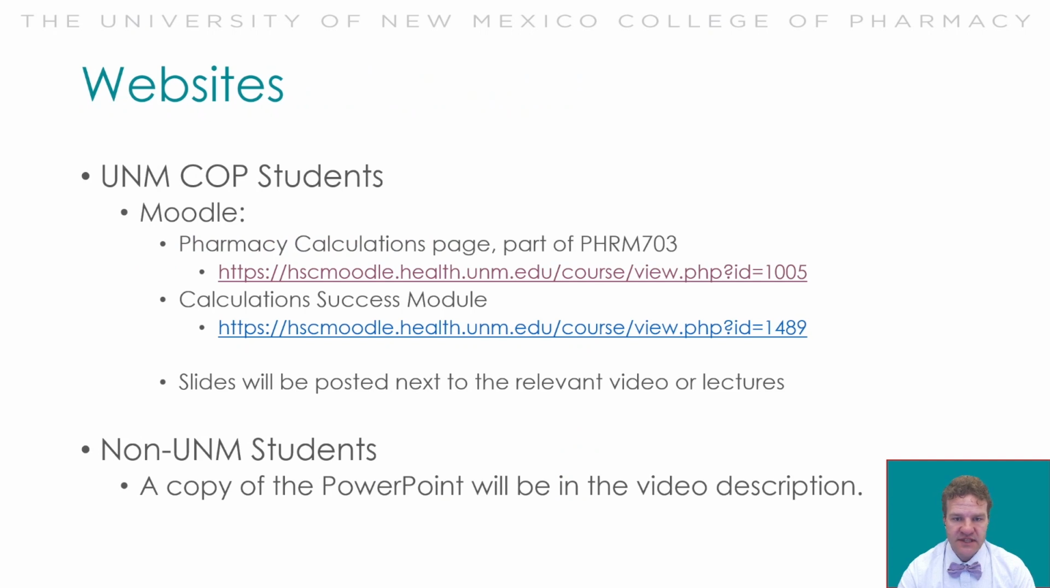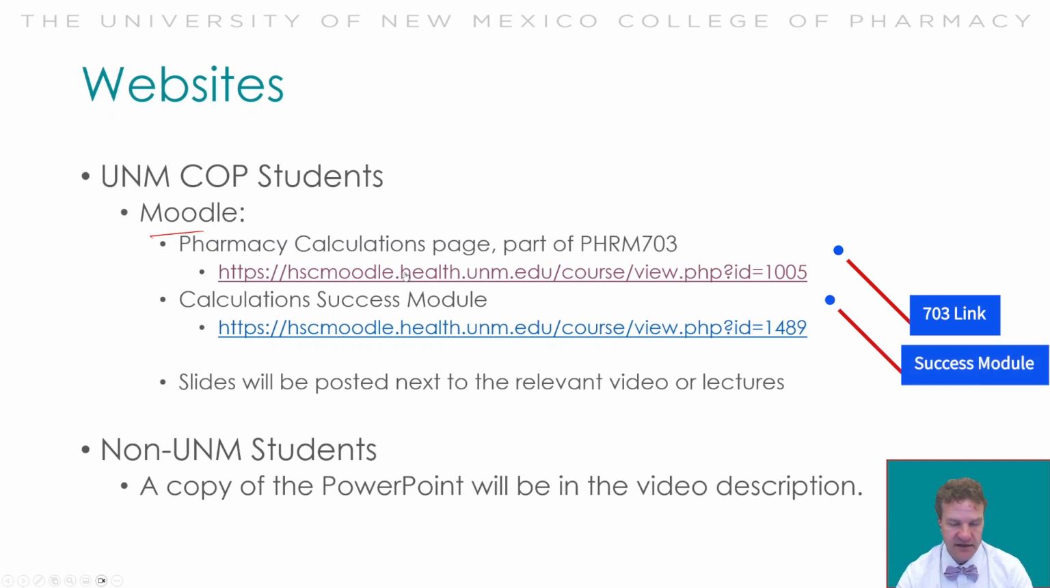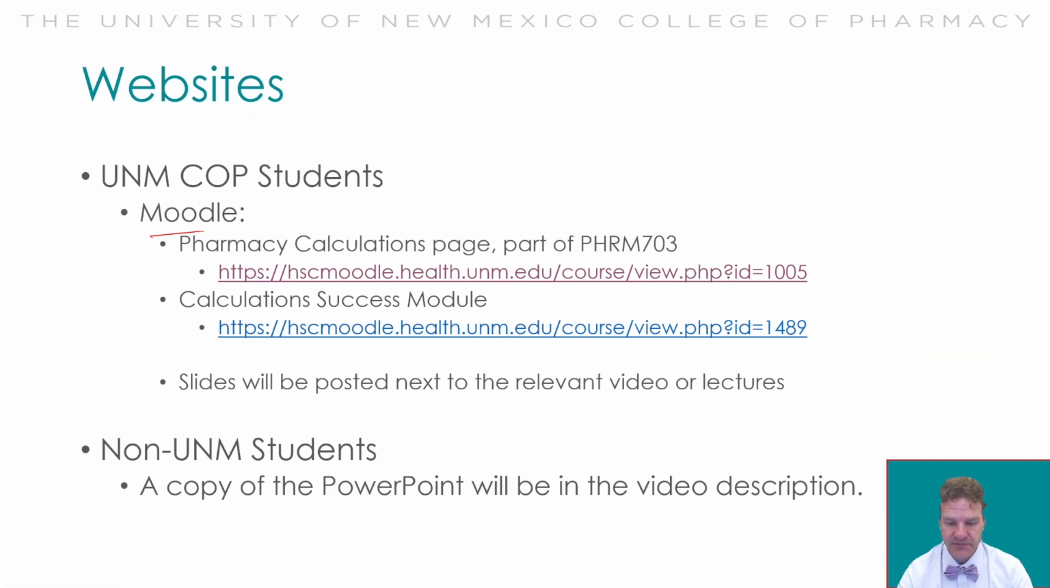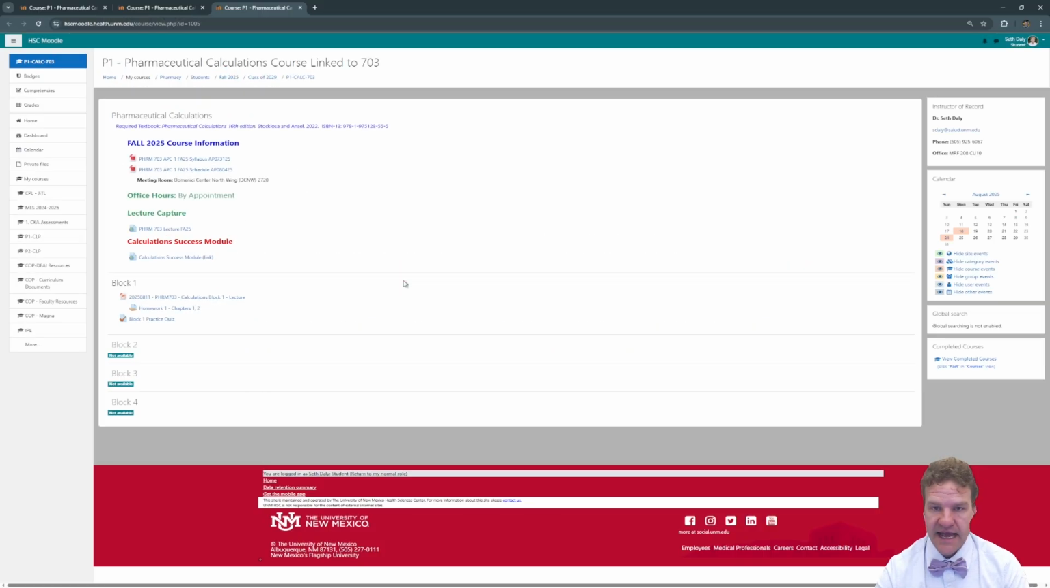All right, so for my UNM COP students, we'll be using 2 pages on our Moodle. The first one is the Pharmacy Calculations page. That's part of 703, but it has a standalone page, and let's go ahead and look at that. Here's what it looks like. You'll have your syllabus and schedule, lecture capture when I start giving lectures, a link to the success module, which we'll get to next, and then you'll have the blocks as we progress through the course.